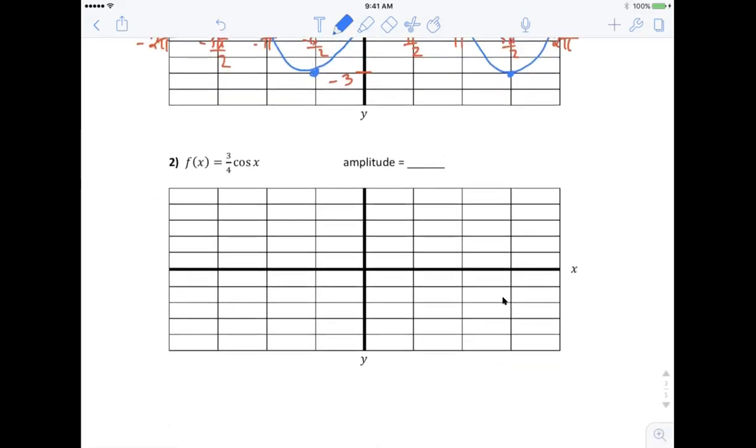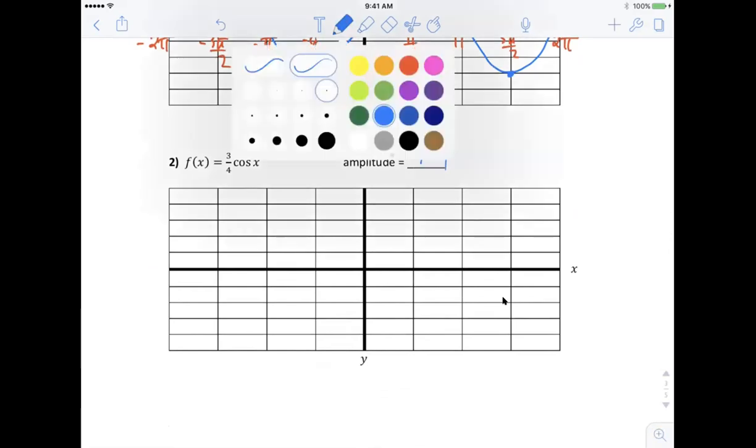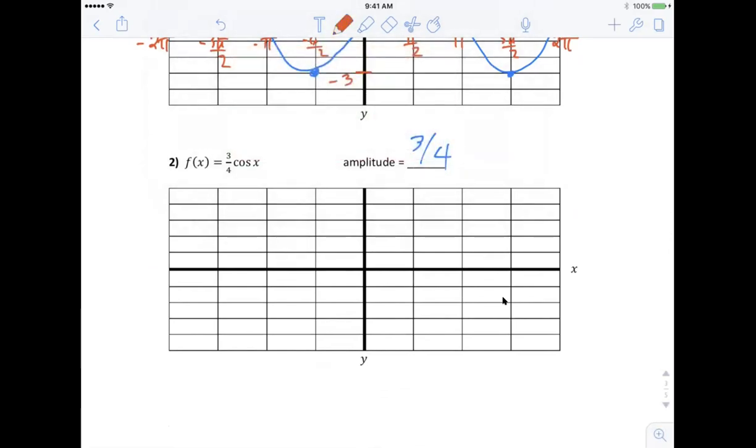All right, let's try another one. Here is 3/4 cosine x. The amplitude is the number out front, 3/4. I'll go with the way I did the last one. Again, 2 pi, pi, -pi, -2 pi, and you know those intermediate values, pi over 2, 3 pi over 2, etc.